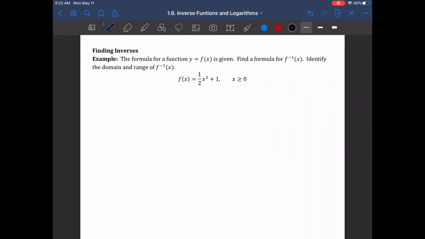All right, so finding inverses. The formula for a function y equals f of x is given. Find a formula for the inverse of x. Identify f inverse of x. Identify the domain and range of f inverse.